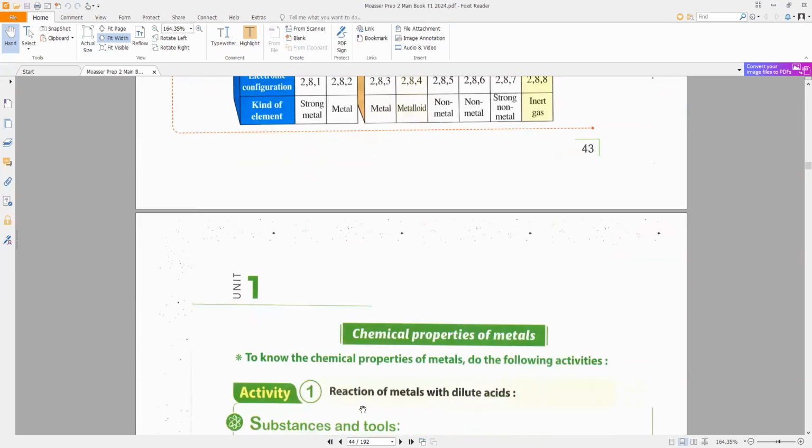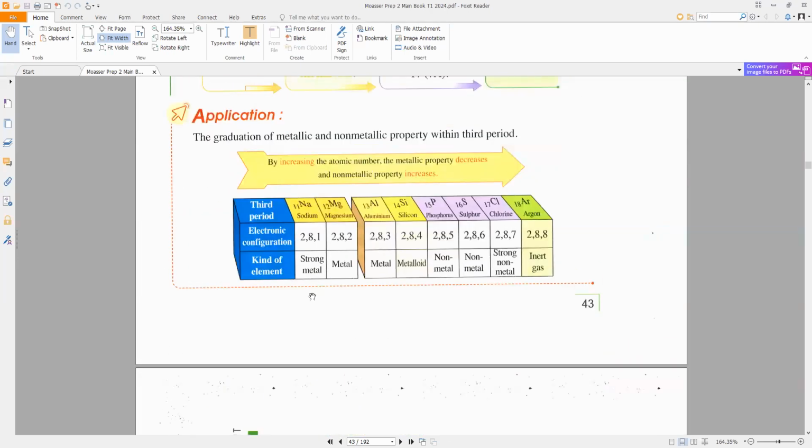But in the group, as we move down, the atomic number in the group increases, and the atomic size increases also. Electronegativity in the group decreases because the size increases, and the metallic property as we move down increases, and the non-metallic property as we move down decreases.